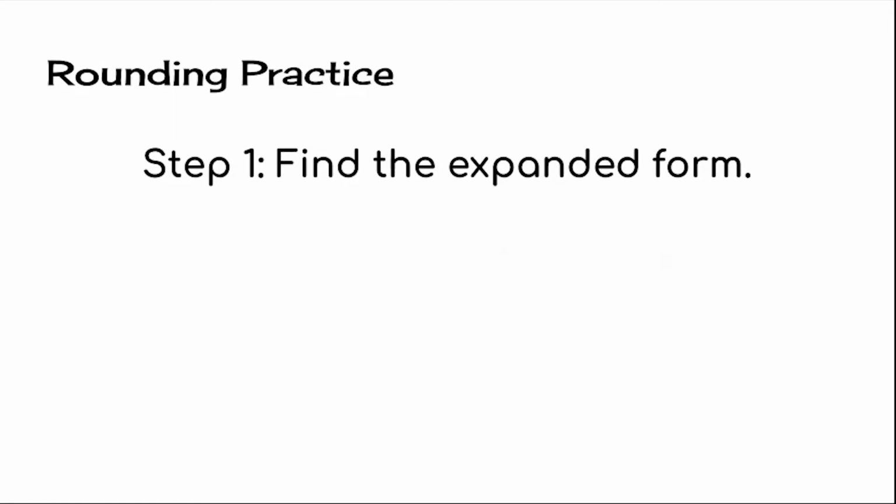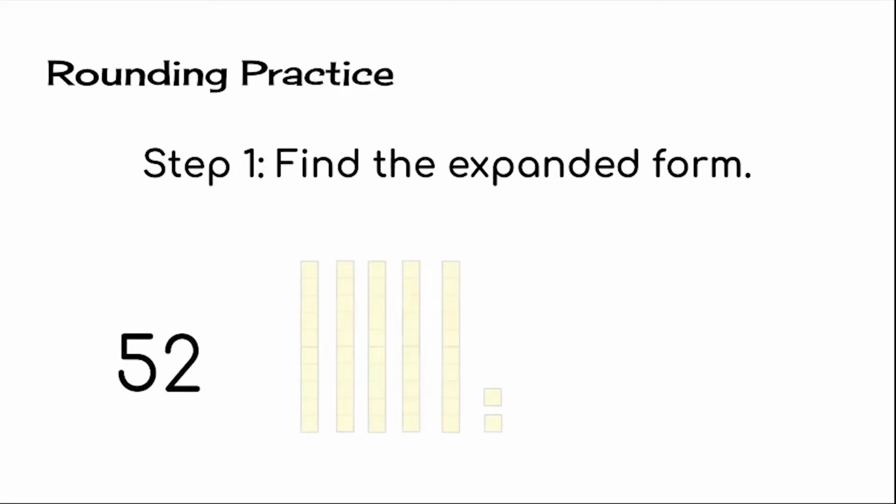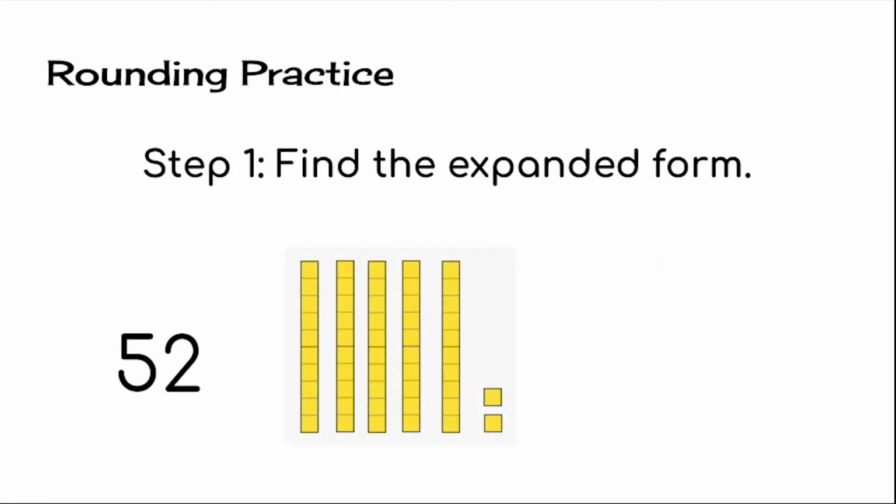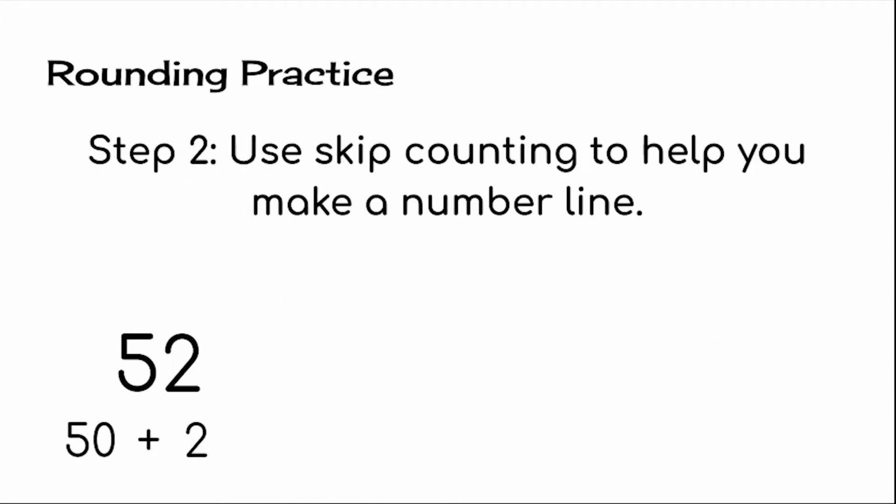Let's practice this strategy with another number. Step 1 is find the expanded form. We're going to round the number 52. There's a place value picture of 52. It has 5 tens and 2 ones. So the expanded form is 50, that's the value of the 5, plus 2, that's the value of the 2.